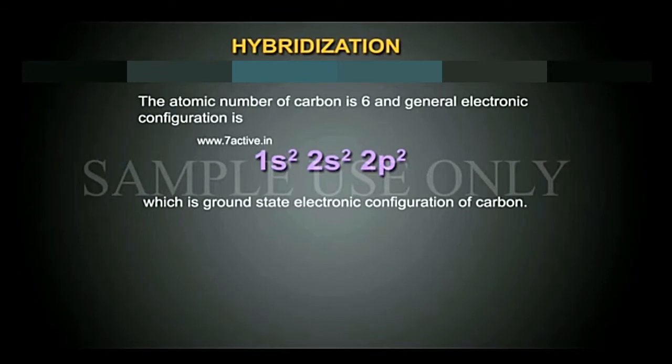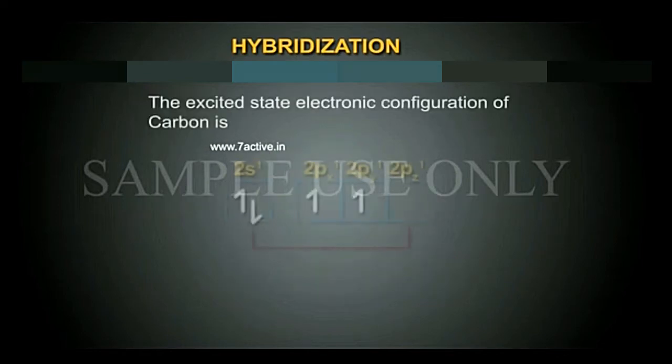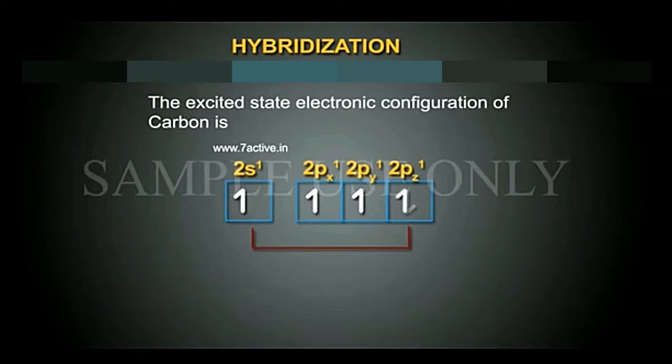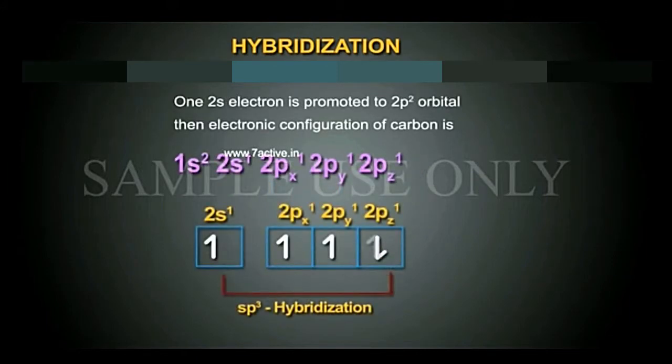The electronic configuration of carbon in its ground state is 1s2, 2s2, 2px1, 2py1. But in the excited state, a 2s electron enters the 2pz orbital, and the electronic configuration is found to be 2s1, 2px1, 2py1, and 2pz1.